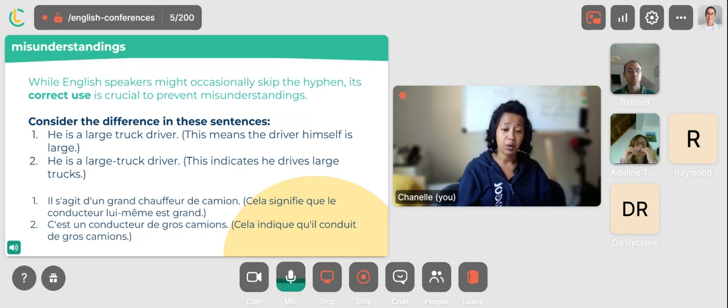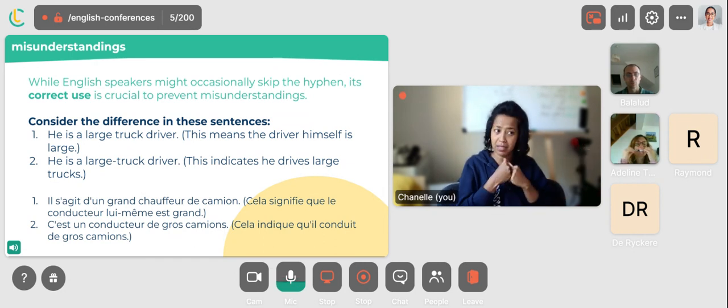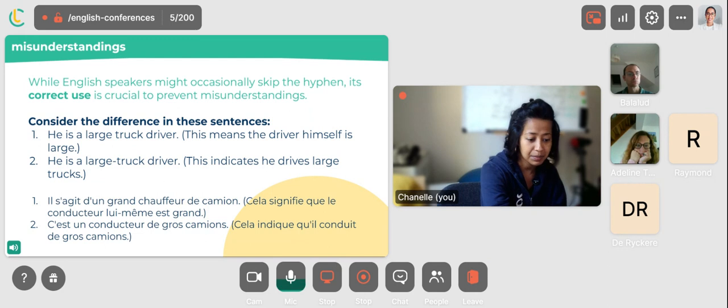So, si vous regardez en bas, il s'agit d'un grand chauffeur de camion. Cela signifie que le conducteur lui-même est grand. Mais pour le deuxième, c'est un conducteur des gros camions. Cela indique qu'il conduit des gros camions. So you can see the difference and why the hyphen is important.